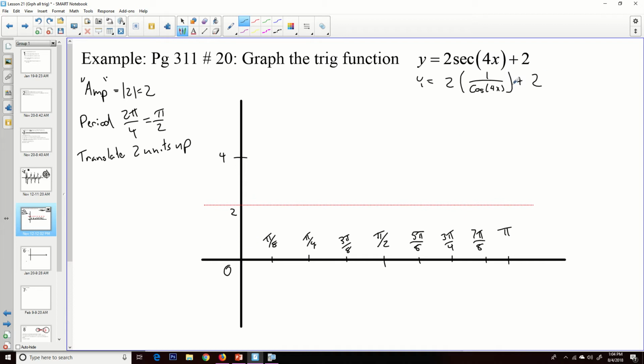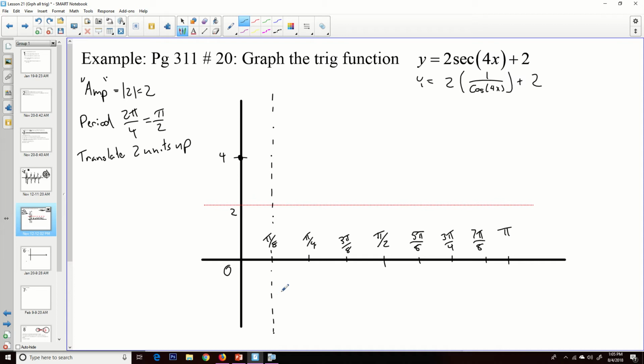Plugging in 0. 0 times 4 is 0. The cosine of 0 is 1. 1 divided by 1 is 1. Times 2 is 2. Plus 2 is 4. So (0, 4) is our first point. Pi over 8. Pi over 8 times 4 would be 4 pi over 8, which is pi over 2. That's good. The cosine of pi over 2 is 0. 1 divided by 0 is undefined, so already, again, we have a vertical asymptote here.